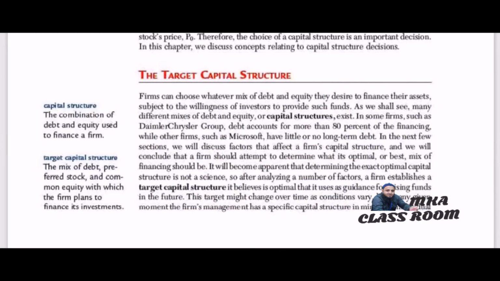The sources of funds which may be used to finance a company's operations may be broadly classified as either debt or equity. The proportionate relationship between a company's debt and equity is referred to as its capital structure, or you can call the combination of debt and equity used to finance a firm the capital structure.